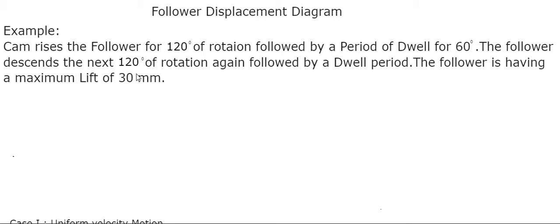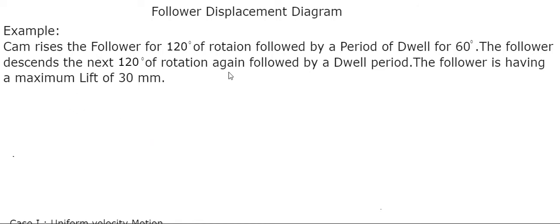So first of all, you should know how to draw the displacement diagram for the different type of follower motions. Actually, we have learned it. There are basically four follower motions you should be able to understand, and you should be able to draw the displacement diagram: uniform velocity, uniform acceleration and return motion, UARM, or simple harmonic motion, which we call SHM, and the last one is cycloidal motion.